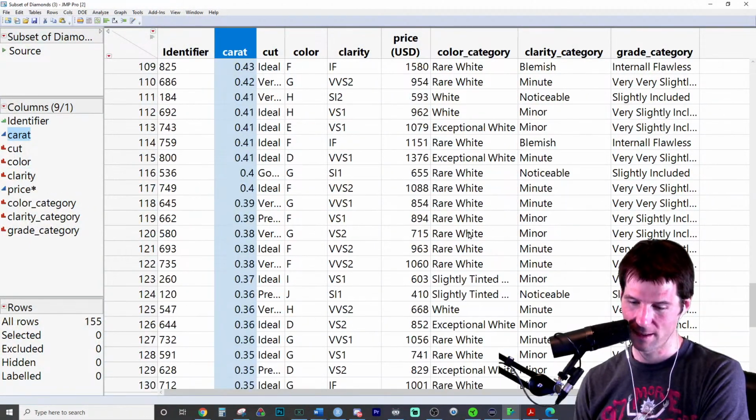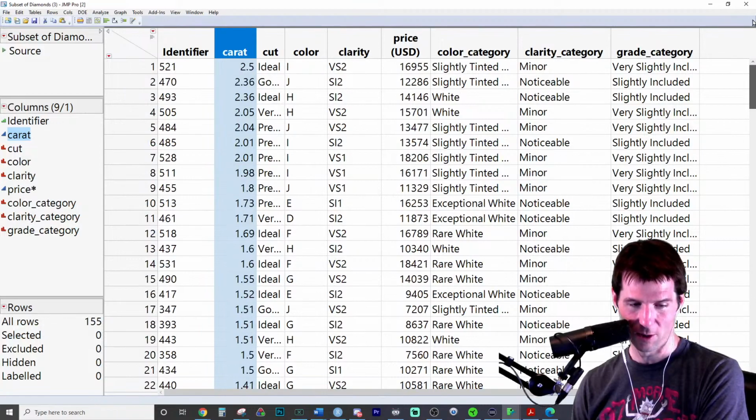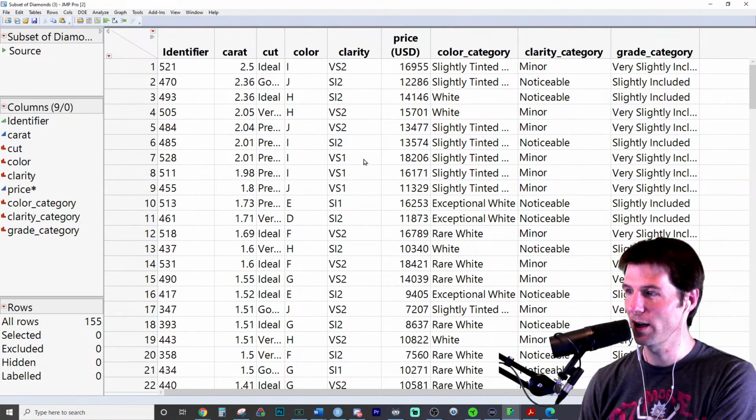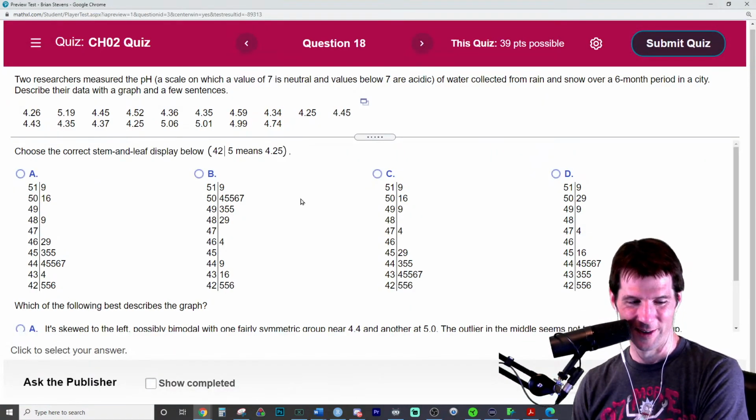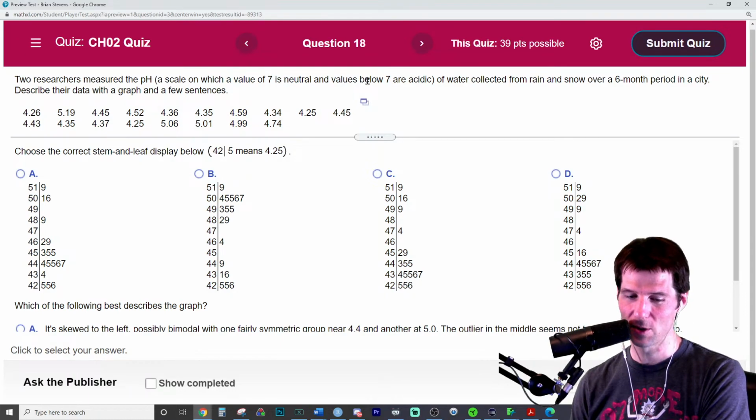It'll look something like this right here. So when you take your screenshot, it'll look something like this. I was taking this screenshot a few days ago. So here we go. Two researchers measure the pH on a scale, which has a value of 7, which is neutral, yada, yada, yada. pH, fun stuff.